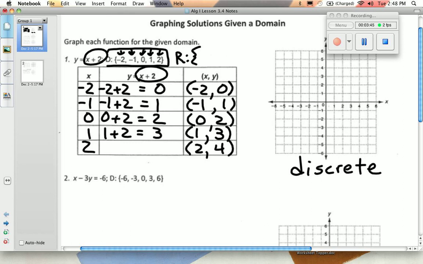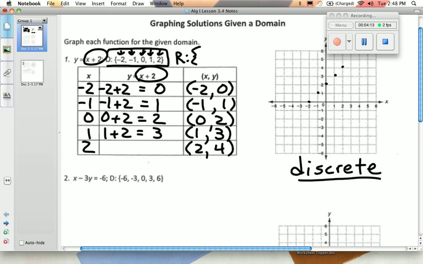Okay, awesome. Okay, let's graph those points. -2, 0. I get to assume you know how to graph on a coordinate plane. By the time you get to me, that's what you're supposed to know. You do, right? Okay. -1, 1, 0, 2, 1, 3, and 2, 4. Okay, should we connect the dots? No. No, because we have a discrete graph, right?